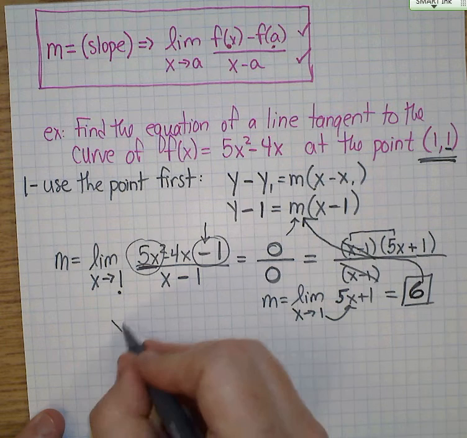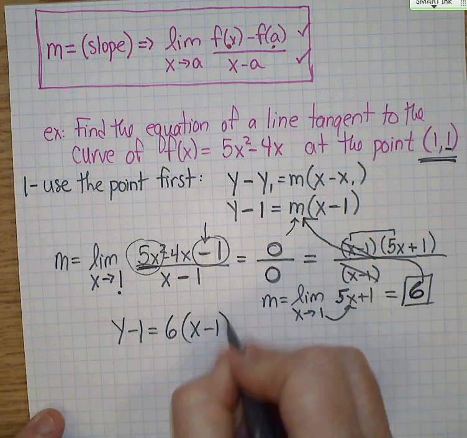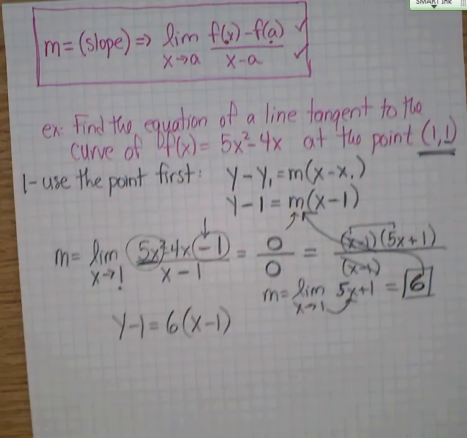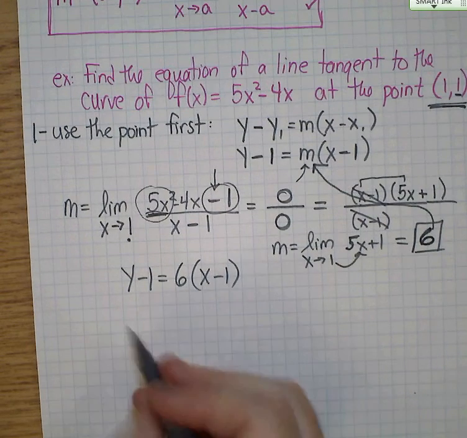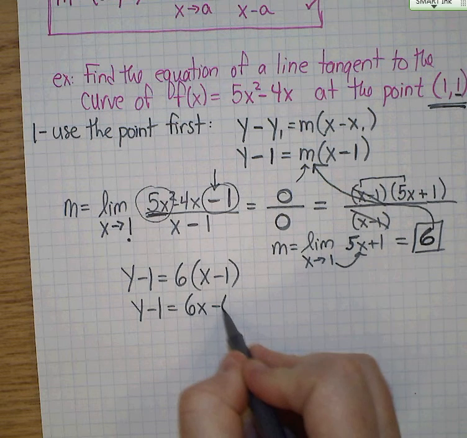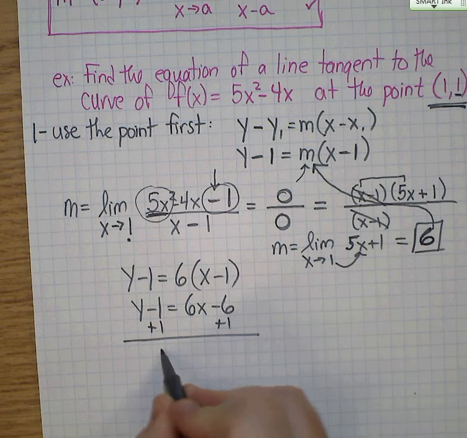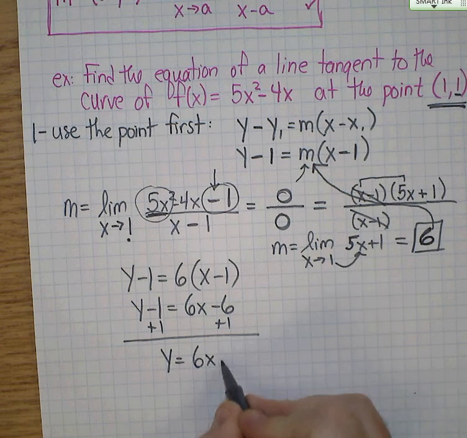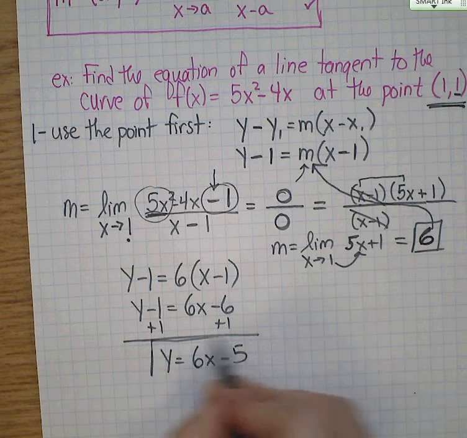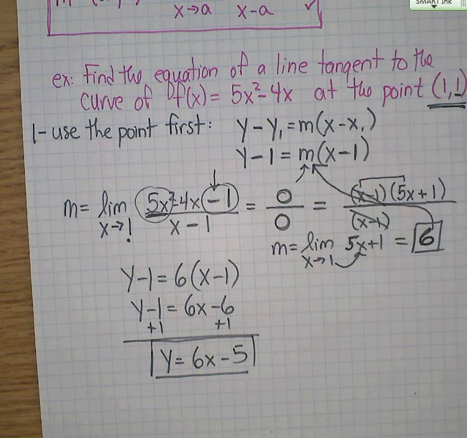So now here's my equation. y minus 1 is equal to m, which is 6, times x minus 1. Now I need to just solve that. Write it in the y equals mx plus b form. So y minus 1 is equal to 6x minus 6, distributing 6 through, and then add 1 to both sides, and I get y is equal to 6x minus 5. There's the equation of a line tangent to the curve of 5x squared minus 4x at the point 1, 1.